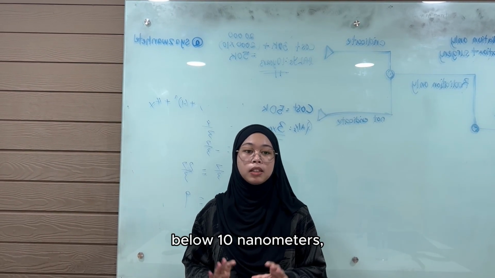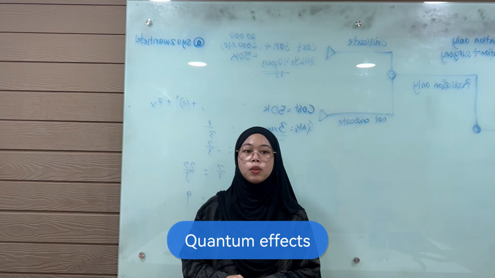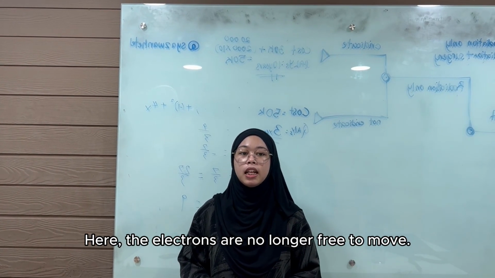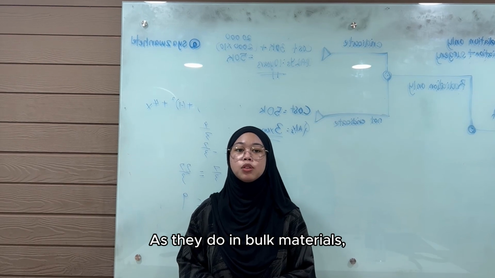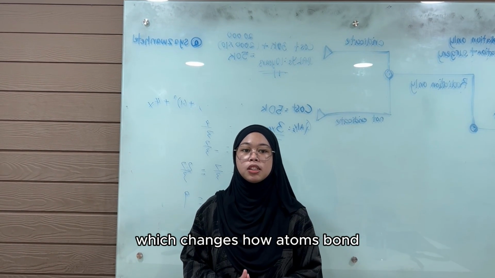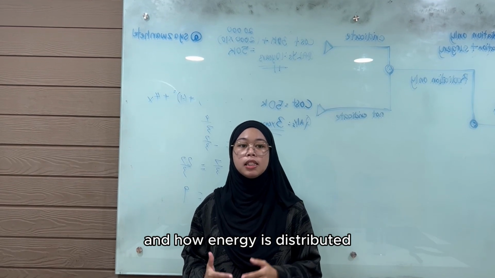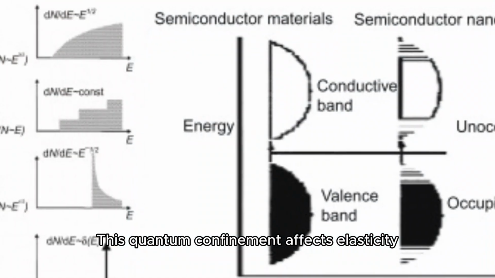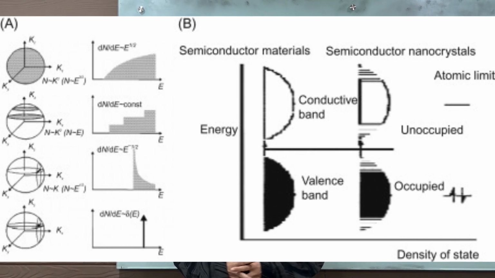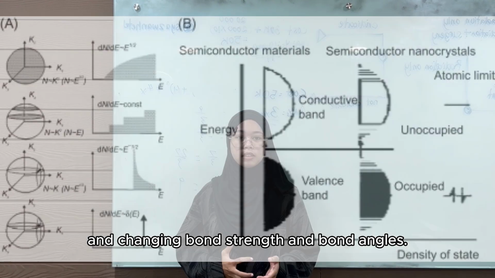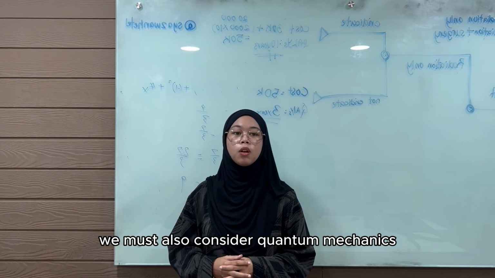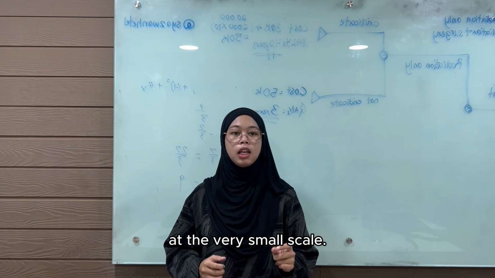Next, at sizes below 10 nanometers, quantum effects start to kick in. This is especially true in metals and semiconductors. Here, the electrons are no longer free to move as they do in bulk materials. Their behavior is restricted or confined, which changes how atoms bond and how energy is distributed in the material. This quantum confinement affects elasticity by modifying the electron cloud around atoms and changing bond strength and bond angles. So while classical mechanics still applies in many cases, we must also consider quantum mechanics at the very small scale.